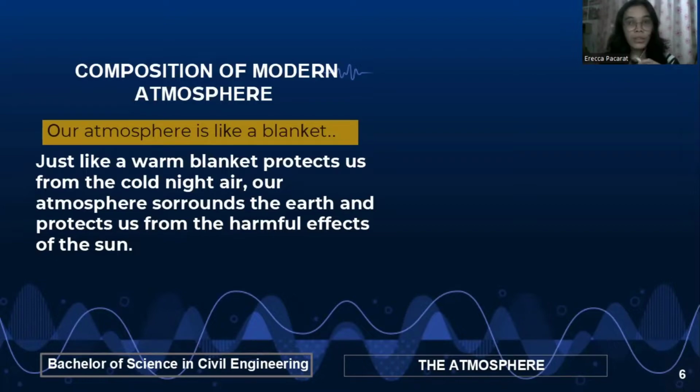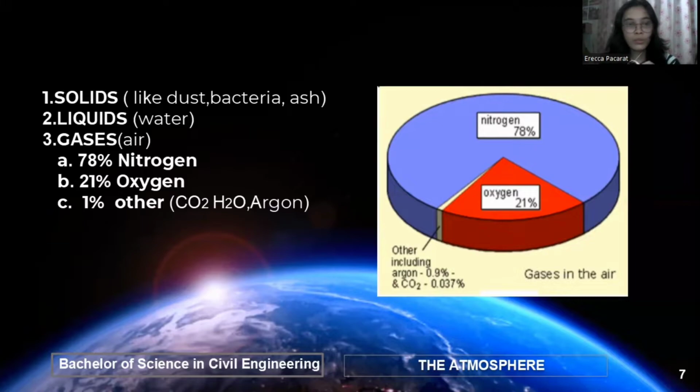Here is the modern composition of the Earth atmosphere. Our atmosphere is like a warm blanket that protects us from the cold night air. It surrounds the Earth and protects us from the harmful effects of the sun. As I said a while ago, our atmosphere is a warm blanket that protects us from the direct heat of the sun and from cold night temperatures. These are the modern composition of the Earth atmosphere.